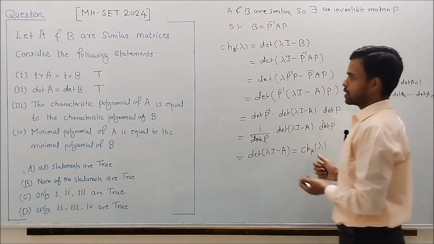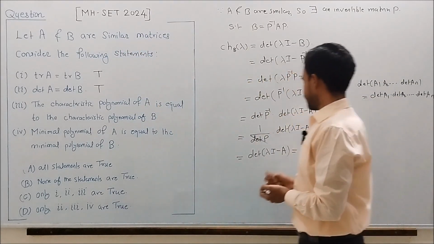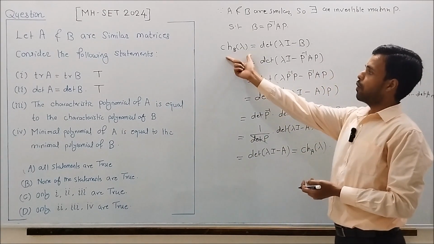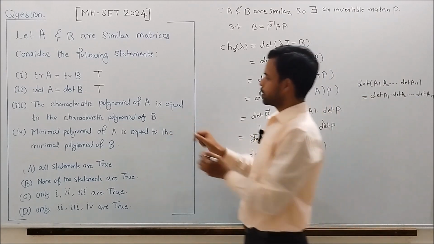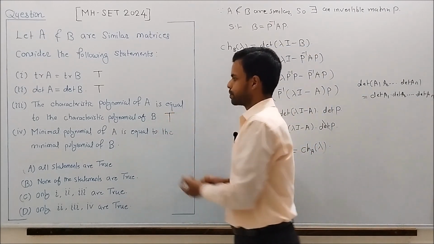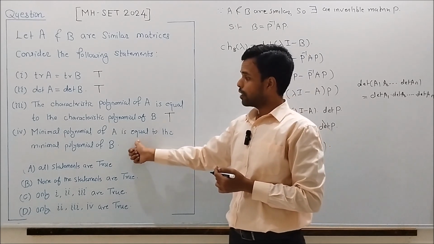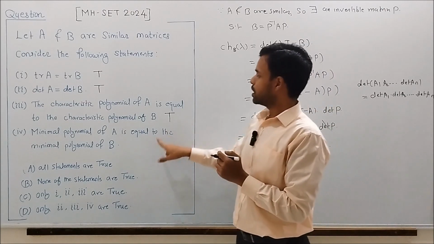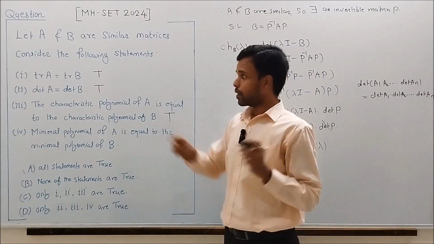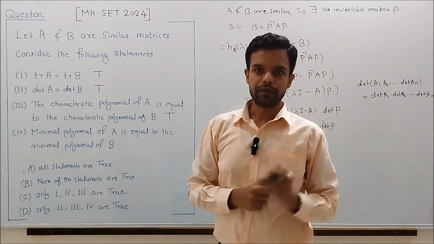Thus we see that if A and B are similar matrices, then A and B have the same characteristic polynomials. So the third statement is also true. What about 4? In fact, we can prove that statement 4 is also true. And by using these two statements, we can see that if A and B are similar matrices, then they have the same eigenvalues.